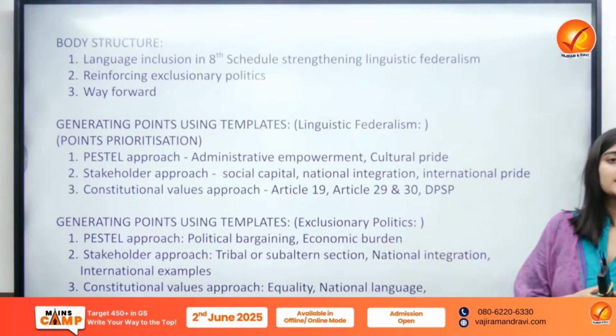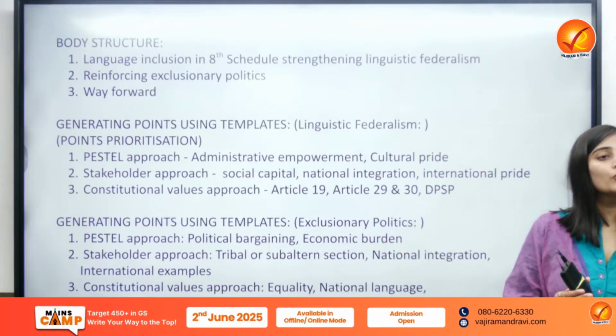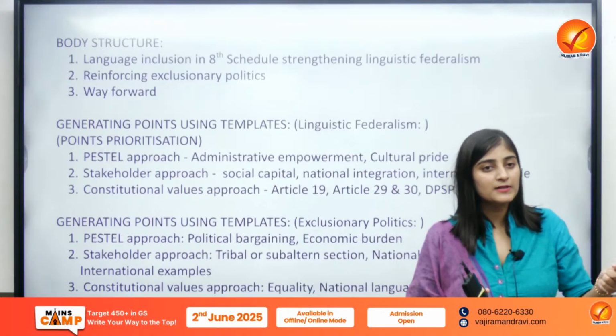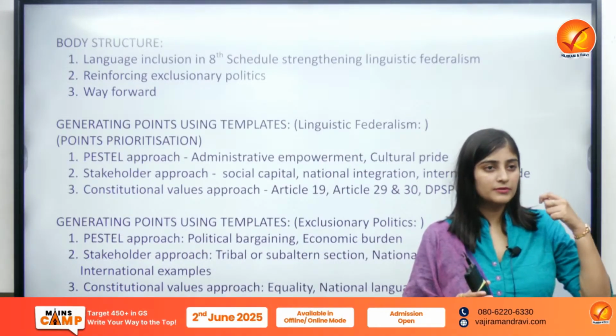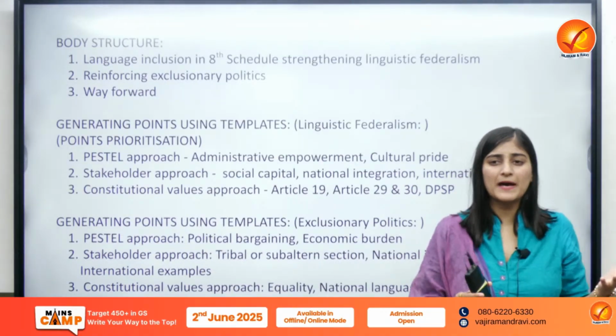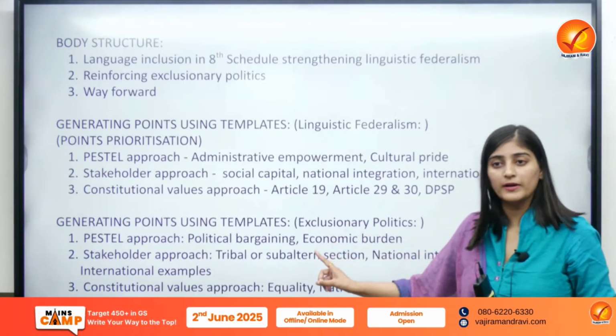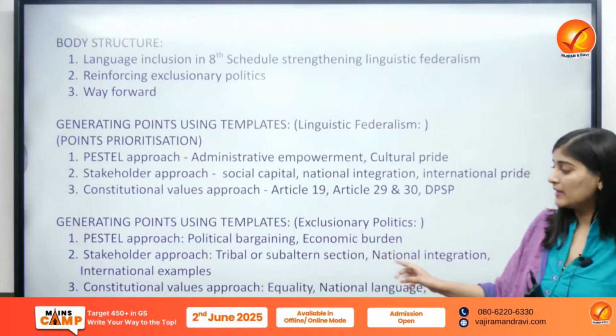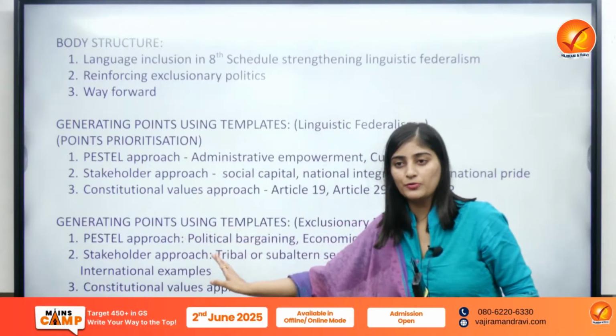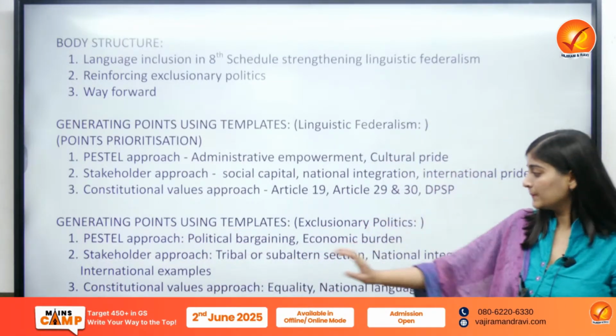Economic burden: the more languages in Schedule 8, the more economic burden to devolve funds to translate the pages, as it becomes a parliamentary language. So there is an economic burden. This is not the core point. So again, prioritize it and write it at the last. I have mentioned it here because I have mentioned the approach here. You can write this point at the last.